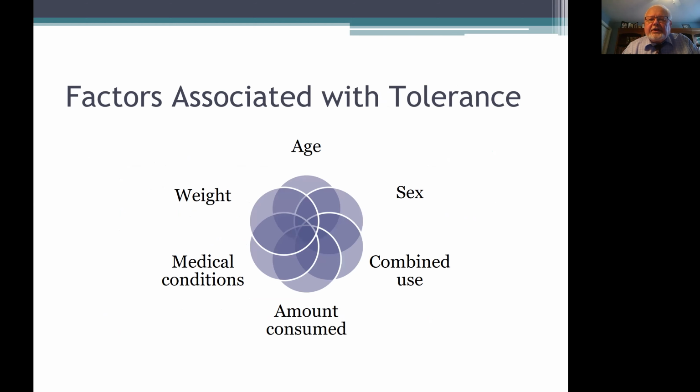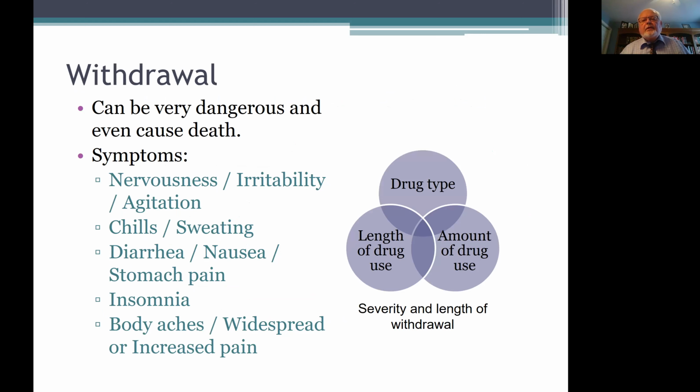When we think about alcohol and drug abuse, we also think about addiction and the issue of withdrawal. Stopping can lead to withdrawal, which can be very dangerous and even cause death.